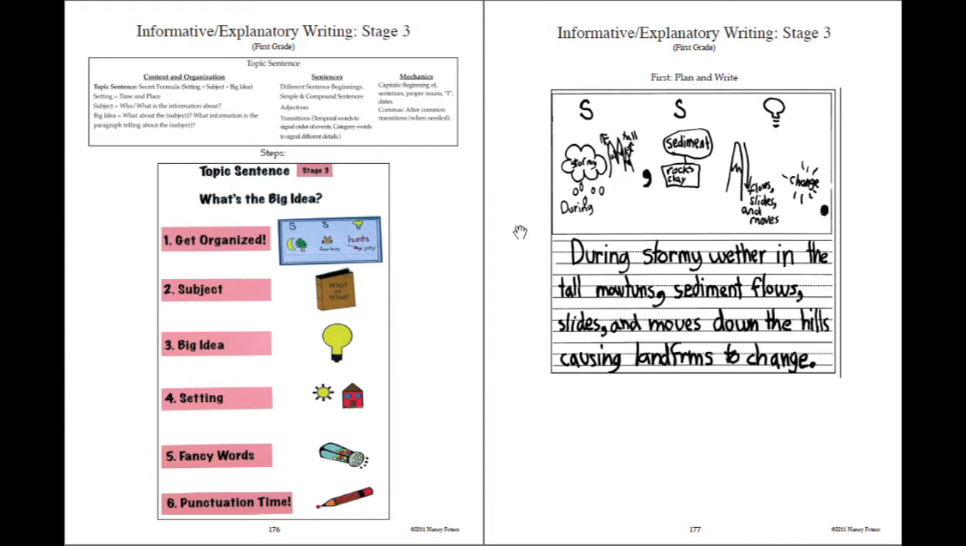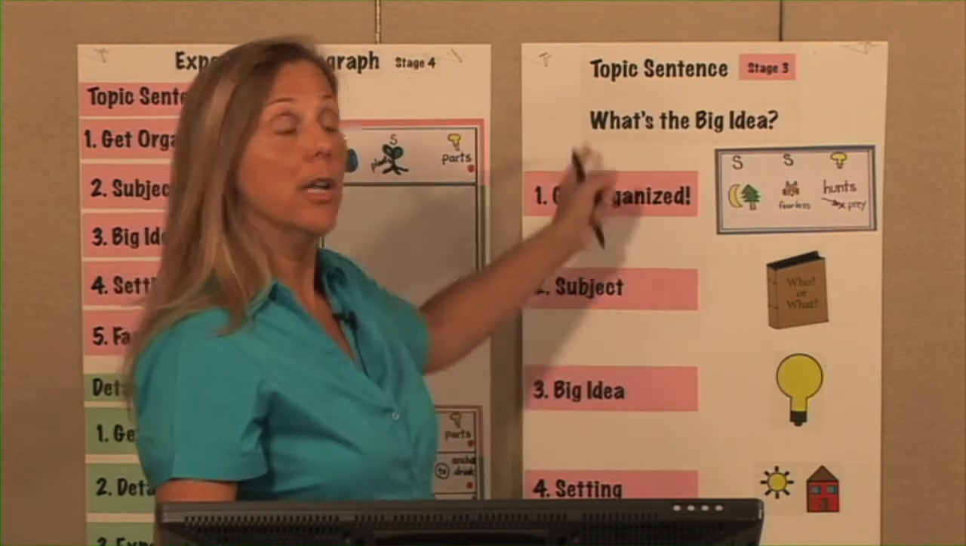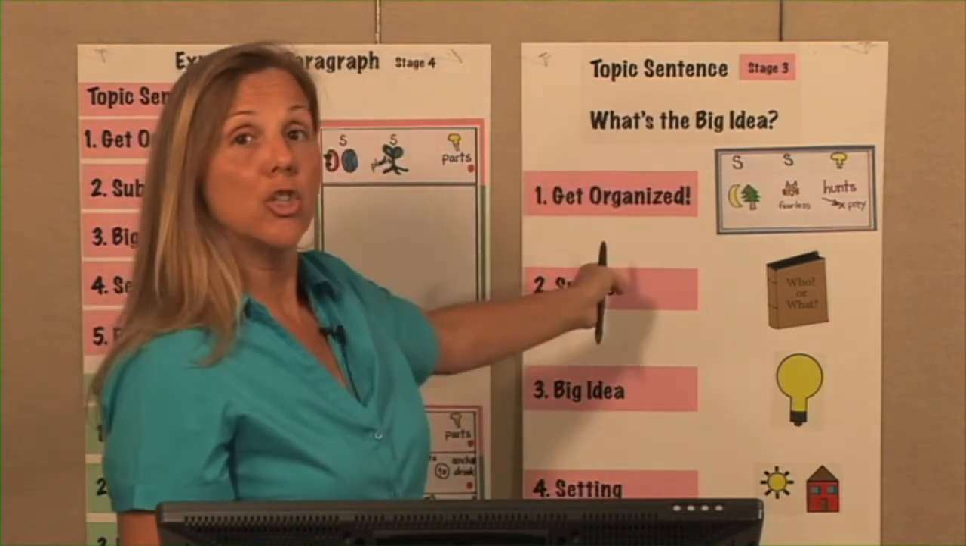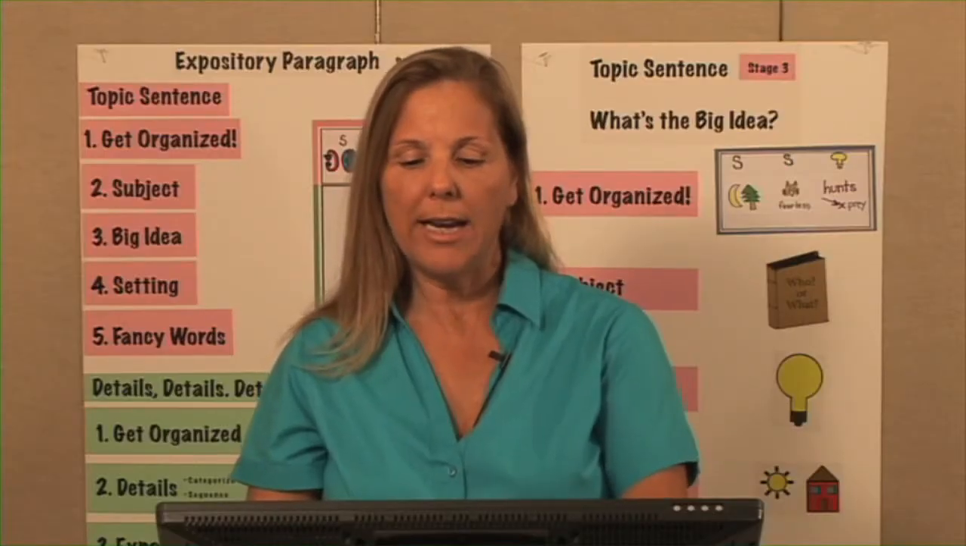You also have there a chart with all of the steps. This is the chart that you post in the classroom for your children to see the steps, and it also has little visual cues for them to look at as well when they're learning how to write a topic sentence. Now right behind me, I have an example of that chart. The topic sentence, Stage 3, what's the big idea? And this is our chart that we would show to the children. On the right page, on page 177, this is an example of what a student would be writing. So they would be writing SS light bulb.